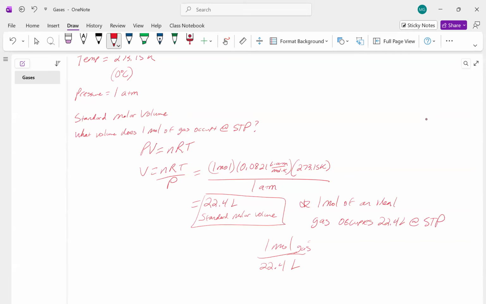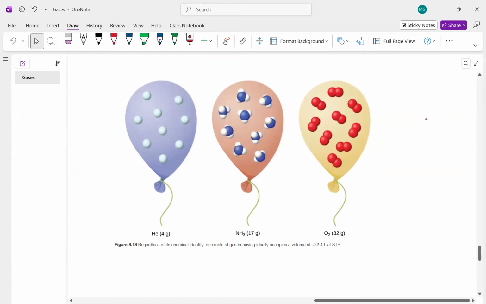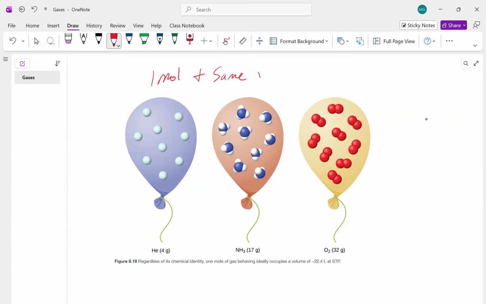And I want to emphasize that we're taking this in terms of moles, because remember, moles is about amount, not necessarily grams. Let me show you a picture here of the point I'm trying to get across. Each of these balloons is 1 mole of a gas, and they all occupy the same volume, even though 1 mole weighs differently comparing helium to ammonia to oxygen.